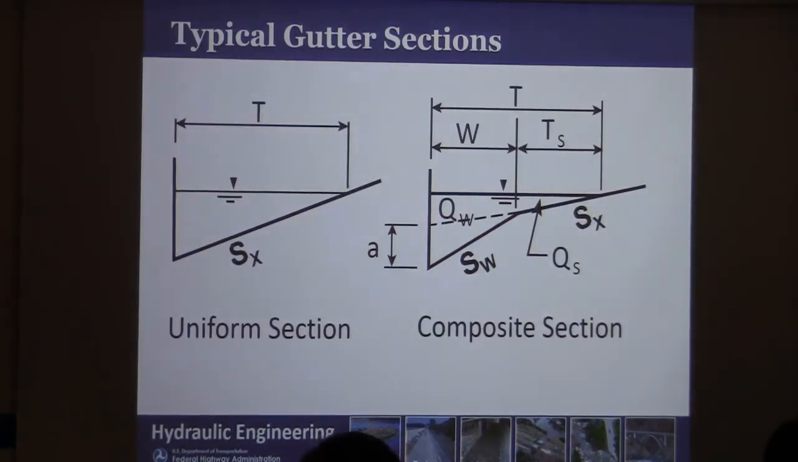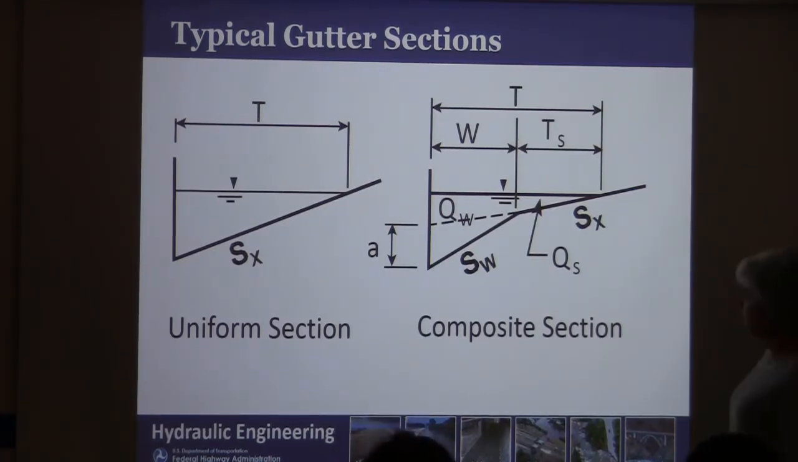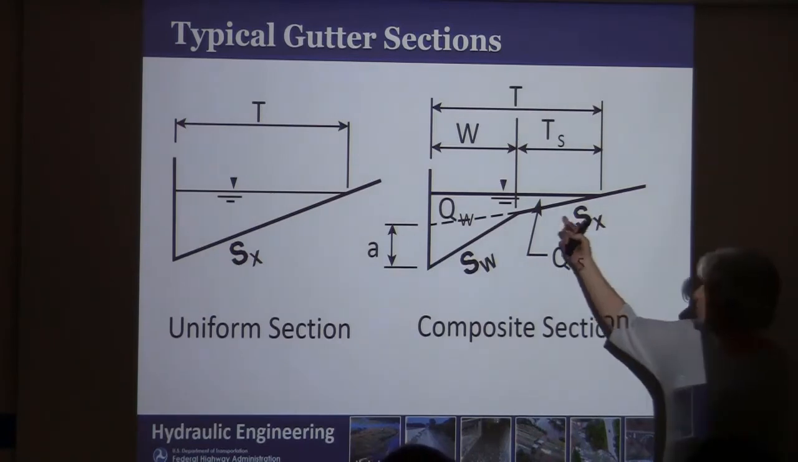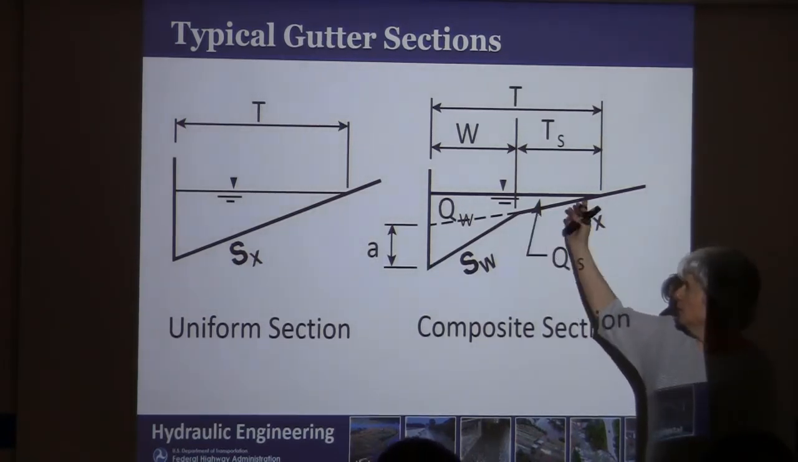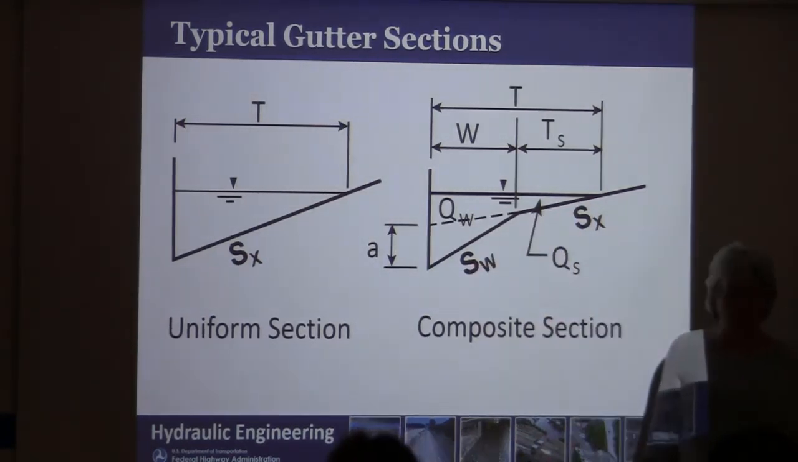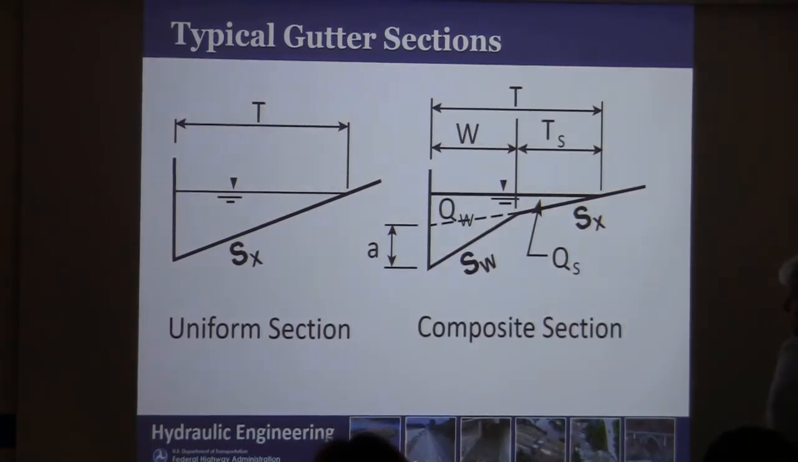And here are some typical gutter sections. The one on the left is the uniform section, and it's just the cross slope of the road continues until you hit the curb. Like I said, it's usually 2%. And then we can have a composite cross section. So within the gutter, that's 2%, and then it will increase to something else.